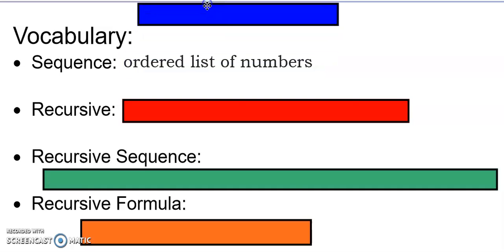A sequence is just an ordered list of numbers. It can be any numbers. A sequence can have a pattern, it doesn't have to have a pattern. It's just an ordered list of numbers.